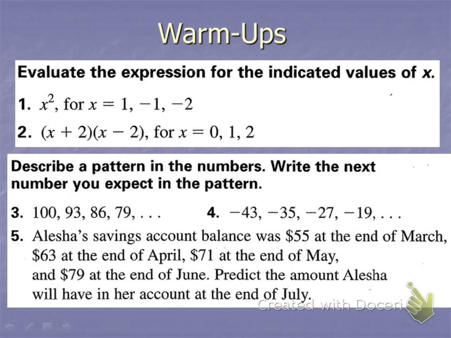Alright, let's get back to those patterns. I think you'll be a little comfortable with these. So we are describing the pattern. Again, you can just sort of make notes above the numbers telling me what's happening, and then you're going to write the next number. So what's going on in that first pattern? Subtract what? -7, -7, -7. So what are we going to get? 72. Very good.